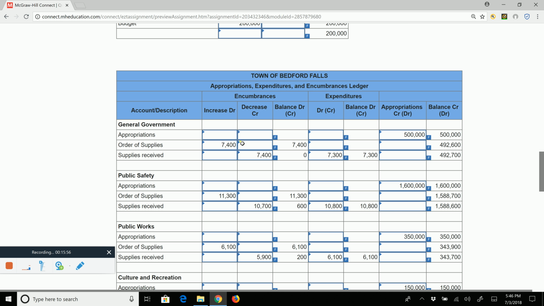So at that moment in time, that was the running balance. Now what happened? We ordered supplies of $7,400. So we had $500,000 in the budget minus $7,400. That means the running balance is $492,600. Now when the supplies came in for general government, they came in not at a price of $7,400, but at an actual expenditure of $7,300. So what did we do? Do you remember? We reversed that encumbrance of $7,400. Now the encumbrance has a zero balance. And what did we do? We replaced it with the actual expenditure.